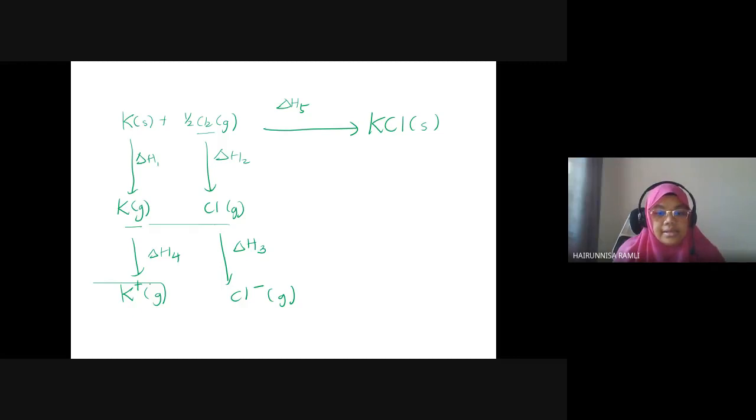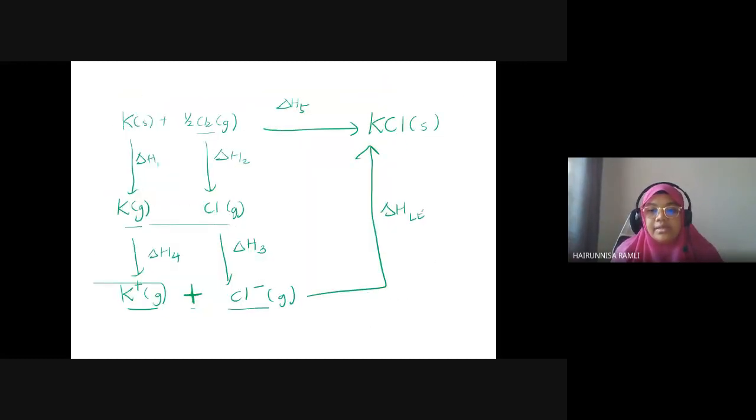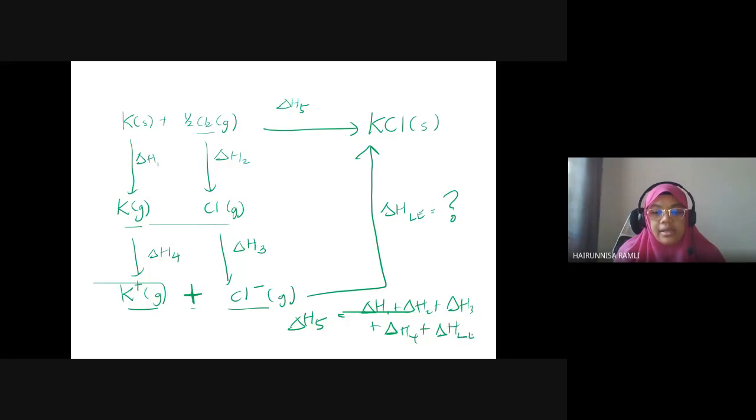Okay, where is the lattice? This one, when K plus add, you letak tambah kat sini, tengah-tengah ni. So maksudnya K plus tambah Cl minus will produce KCl. Okay, so what is the delta H here? Tak ada dalam senarai kan? Ini yang you nak cari. So this is lattice energy is equals to phi. So basically in general, delta H5 is equals to delta H1 plus delta H2 plus delta H3 plus delta H4 plus delta HLE. Ini yang you nak cari. Okay? Inilah Born-Haber cycle.